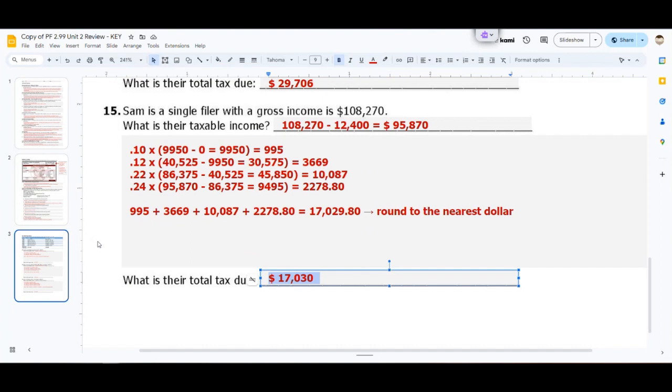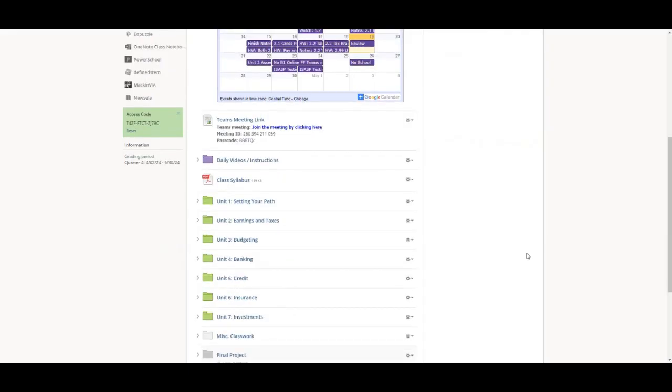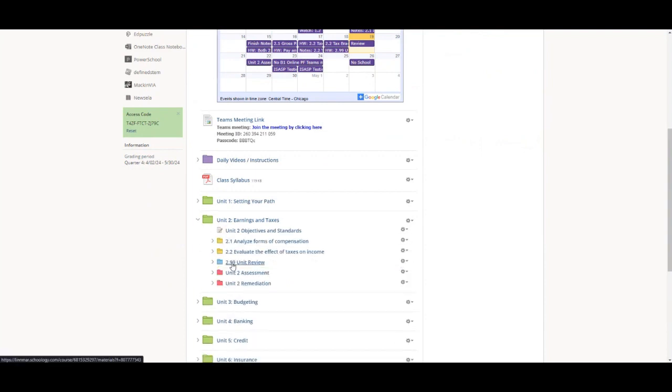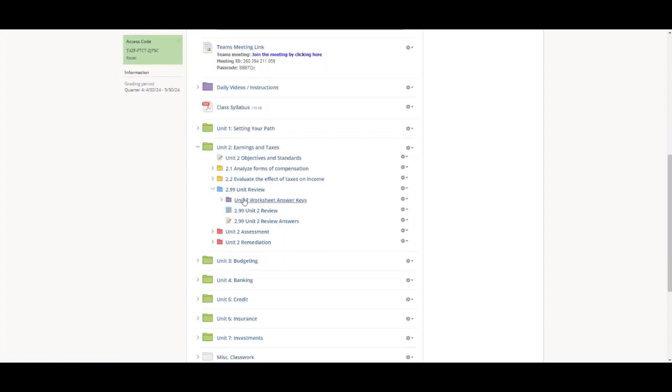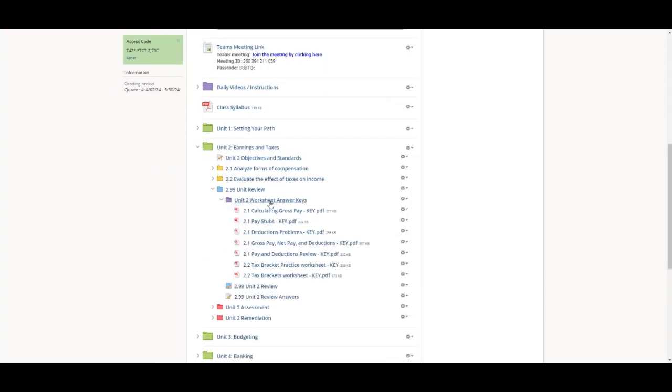All right, so last thing about this, just so that everybody's clear, and I want to make sure that you're aware of this, in the Unit 2 folder, in the 2.99 unit review folder, there is the Unit 2 worksheet answer keys subfolder. Everything that we've done up to this point for this unit, the answer keys are there. So if you need to go back and review anything, if I went through too quickly or if you missed something earlier in the unit, all of those answer keys are there for you to look at and review.